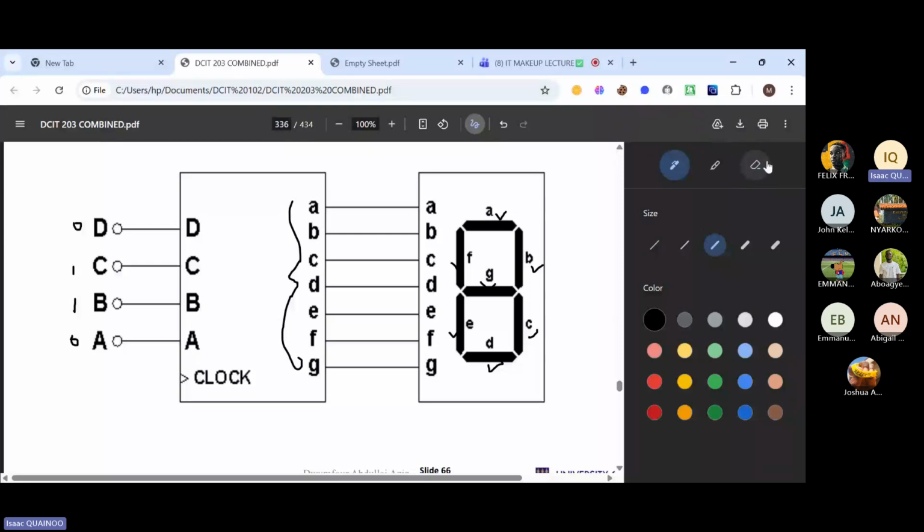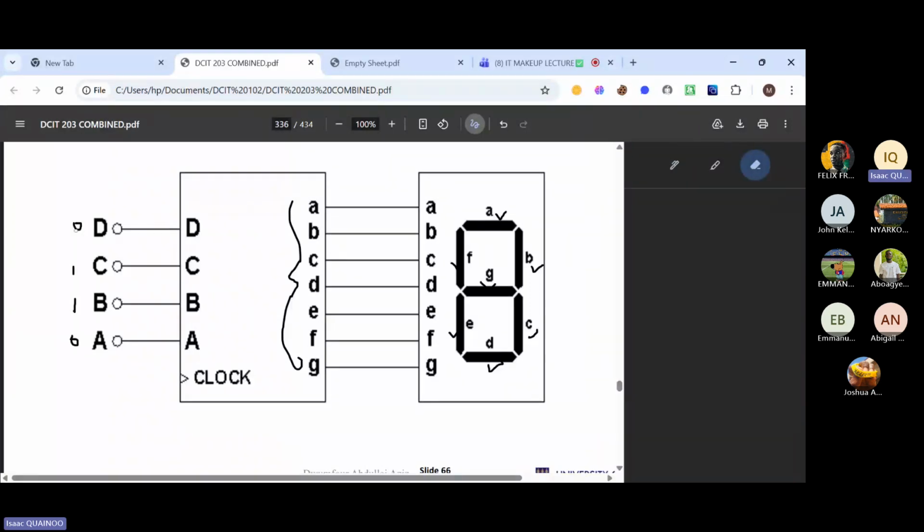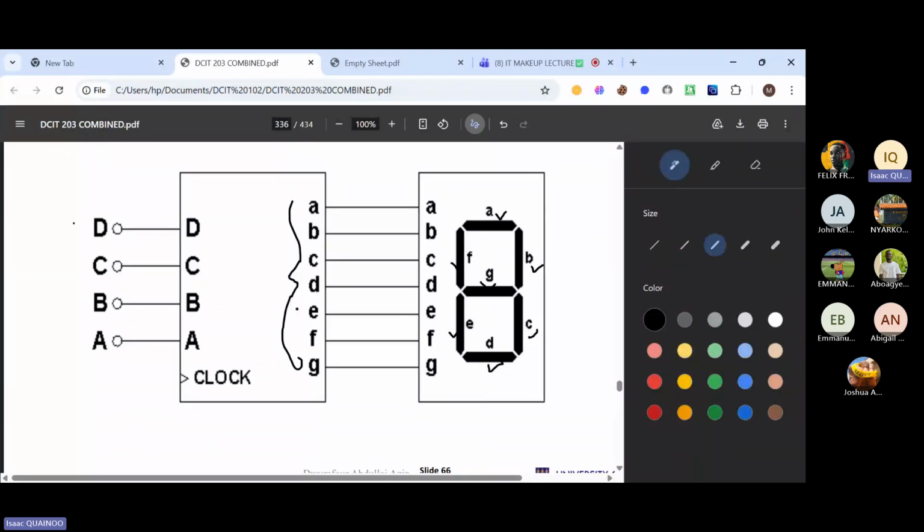Our input is 0. Okay. So 0, we know 0 in BCD, we are going to get 0, 0, 0, 0, right? And this corresponds to 0.